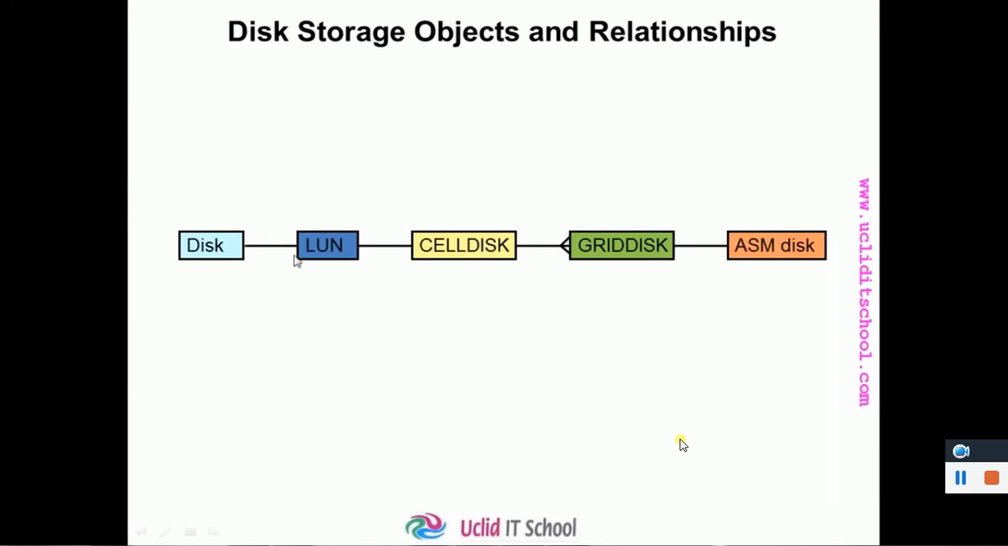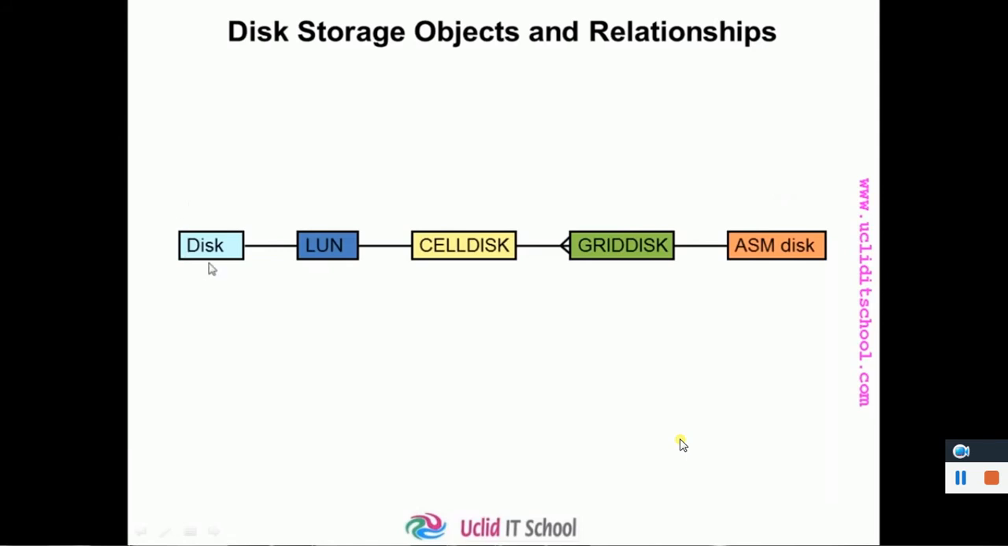Okay, up to this there is one-to-one mapping. Every disk is mapped to a LUN. On every LUN we create a cell disk. Now once a cell disk is created, you create grid disks on the cell disks, and you can create a multiple number of grid disks. And each grid disk is treated as an ASM disk. So once you create the grid disks, they are visible inside the ASM as an ASM disk. Okay, so that is how you provision the storage for Exadata.